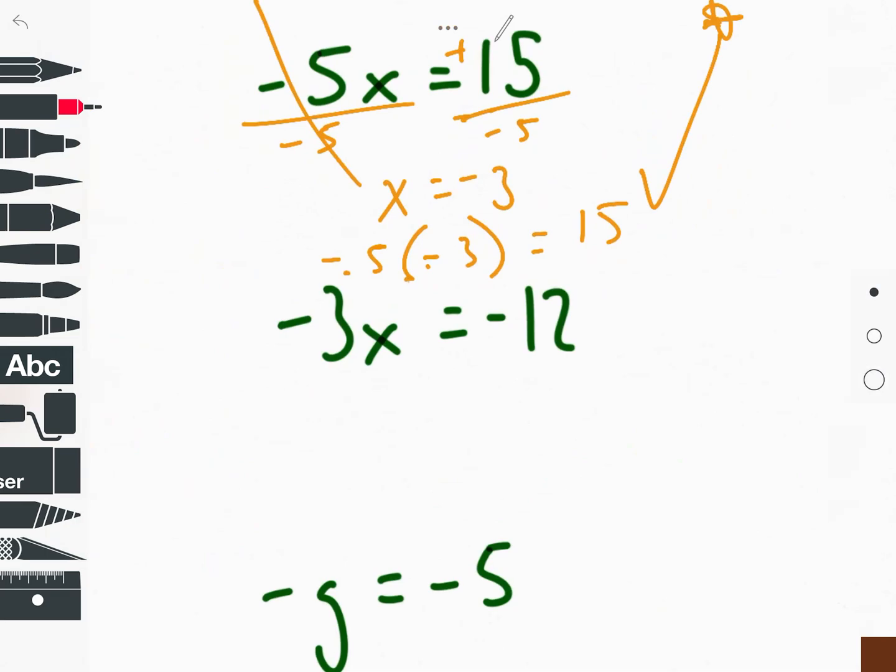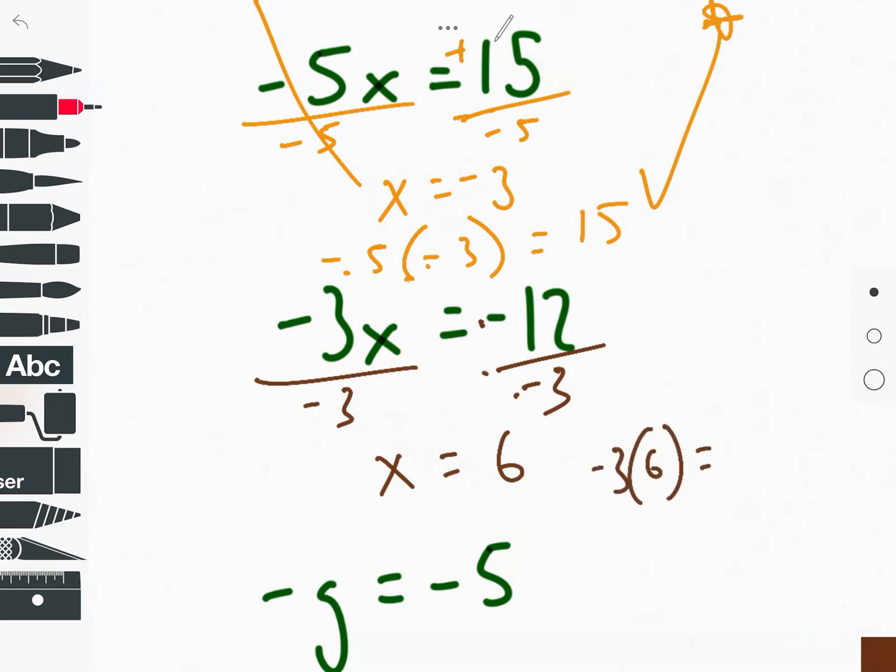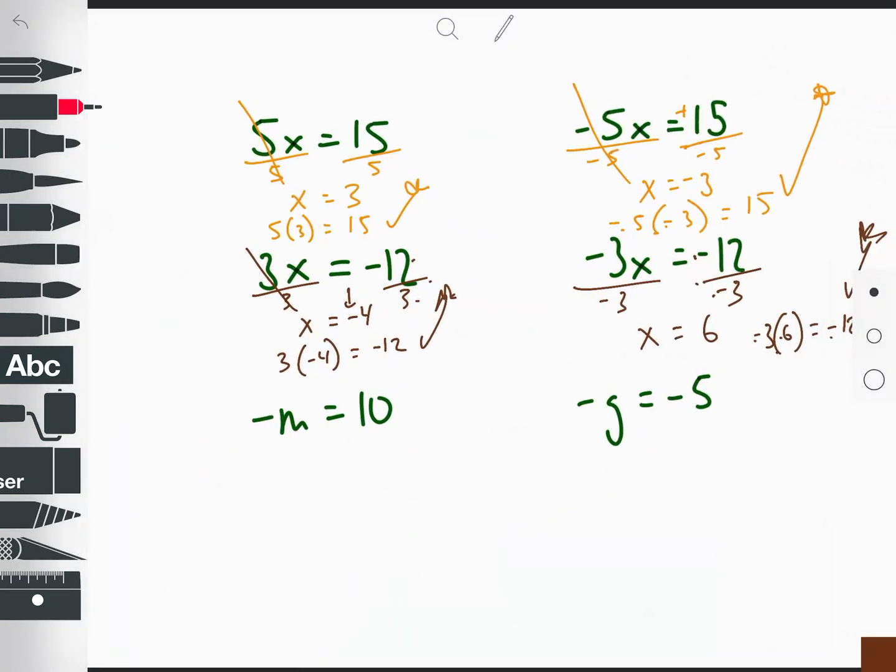All right, negative 3 times x. So if I'm multiplying by negative 3, to undo it, I'm going to divide by negative 3. So x equals 12 divided by 3 is 6. A negative divided by a negative is positive. All right, I'm going to go back and check it. So negative 3 times 6 is negative 12, because a negative times a positive will be negative. It is true. Fire a check mark.